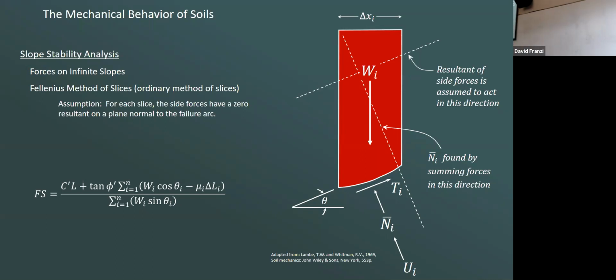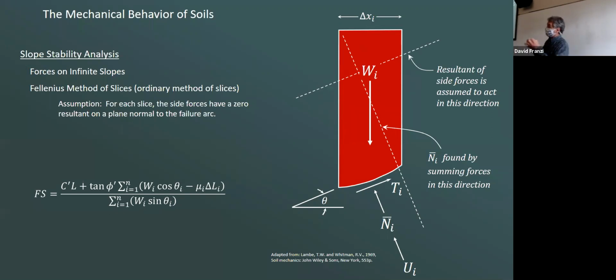Then I rearrange the equation a little bit for what you're used to. Tan phi times the normal stress, which is W sub I cosine alpha sub I, minus the pore pressure for that particular slice. And so that's the Mohr-Coulomb, which gives you the shear strength.